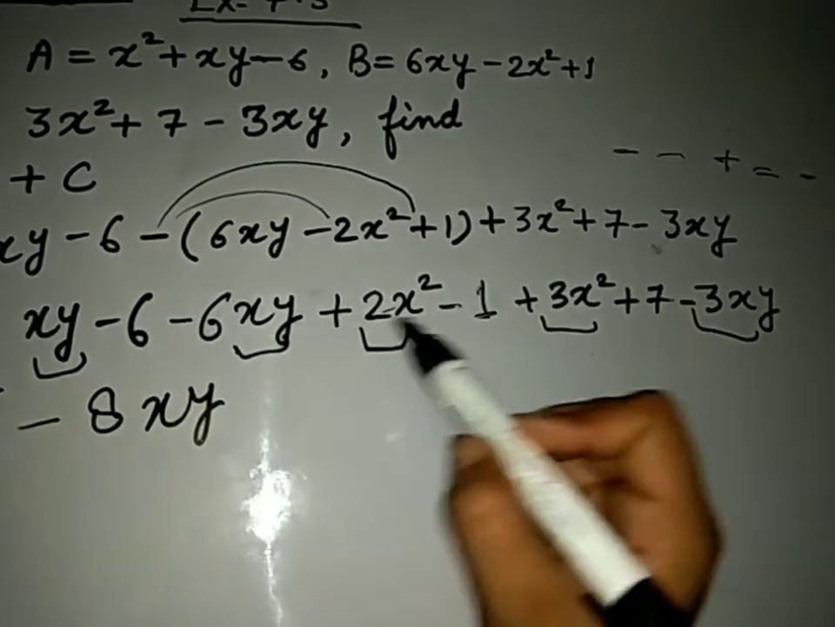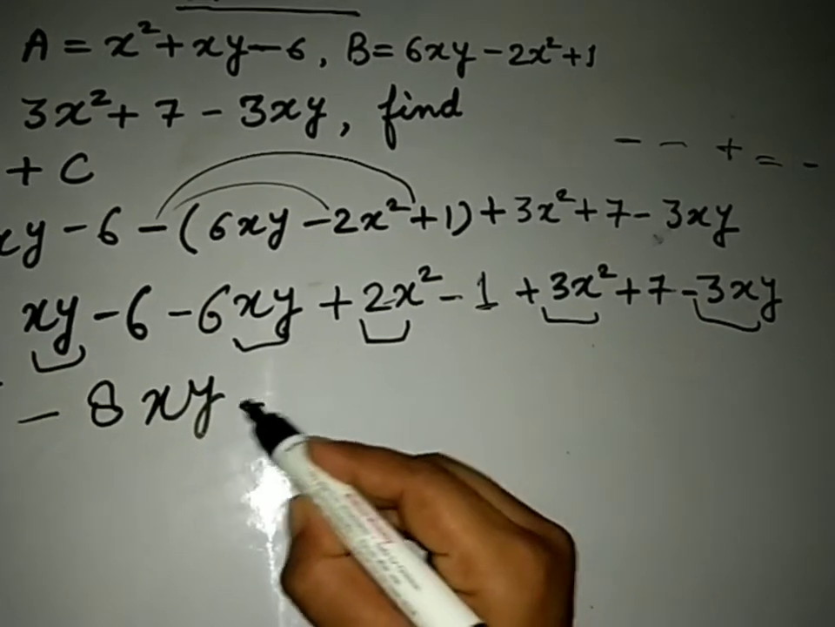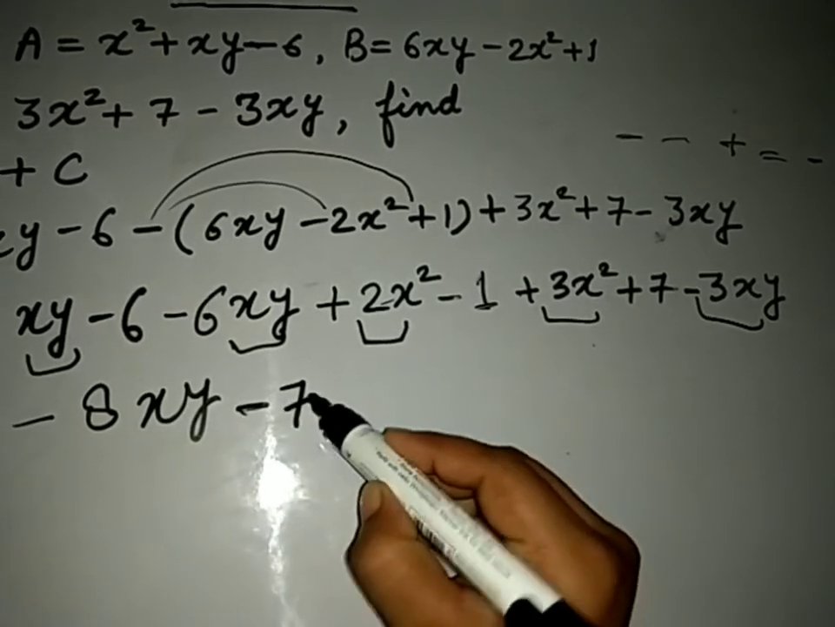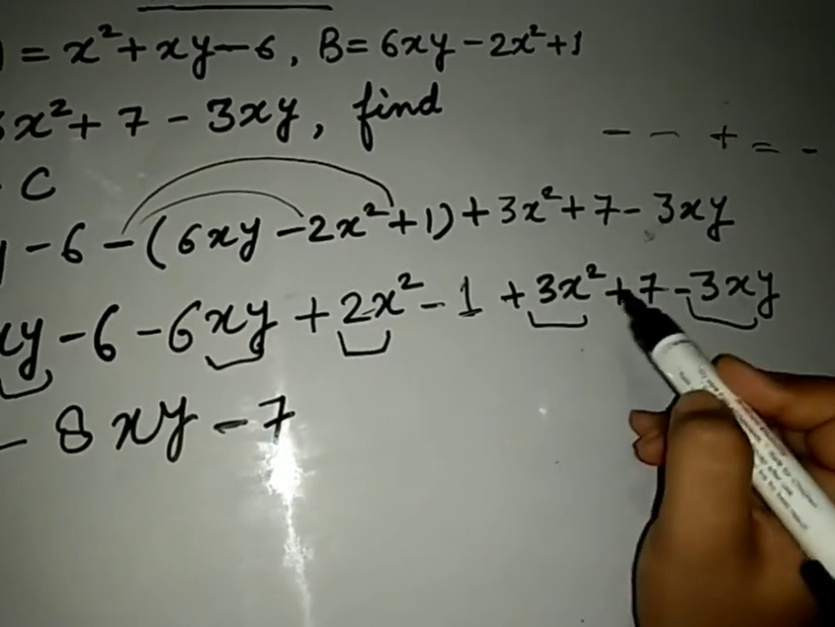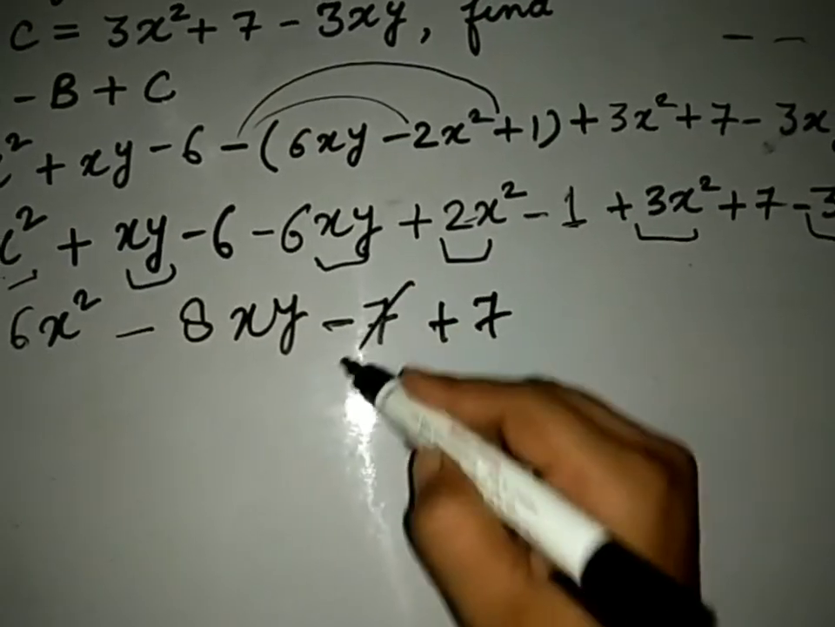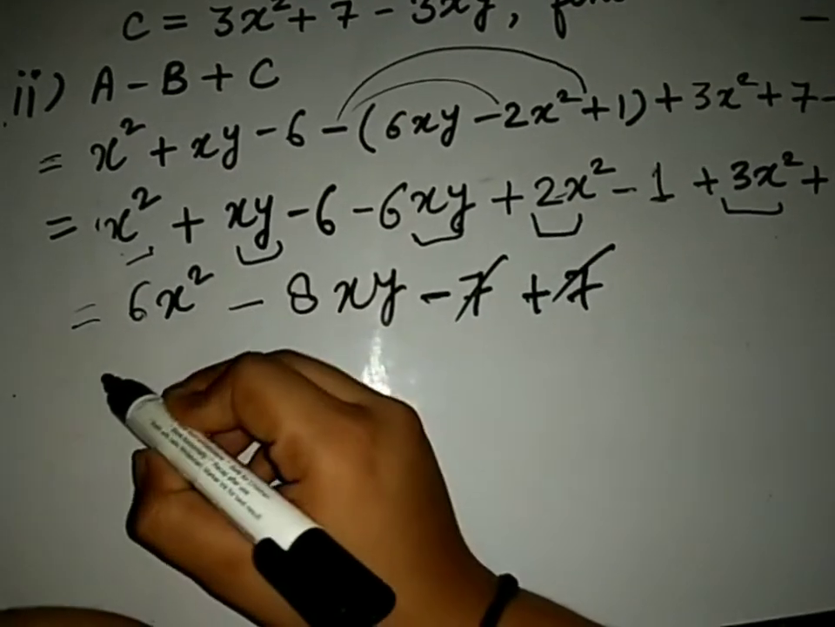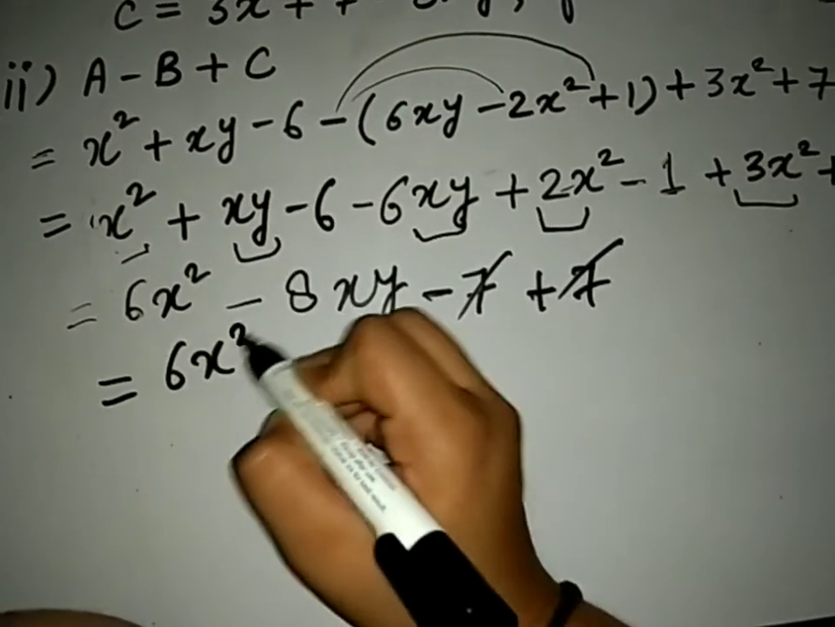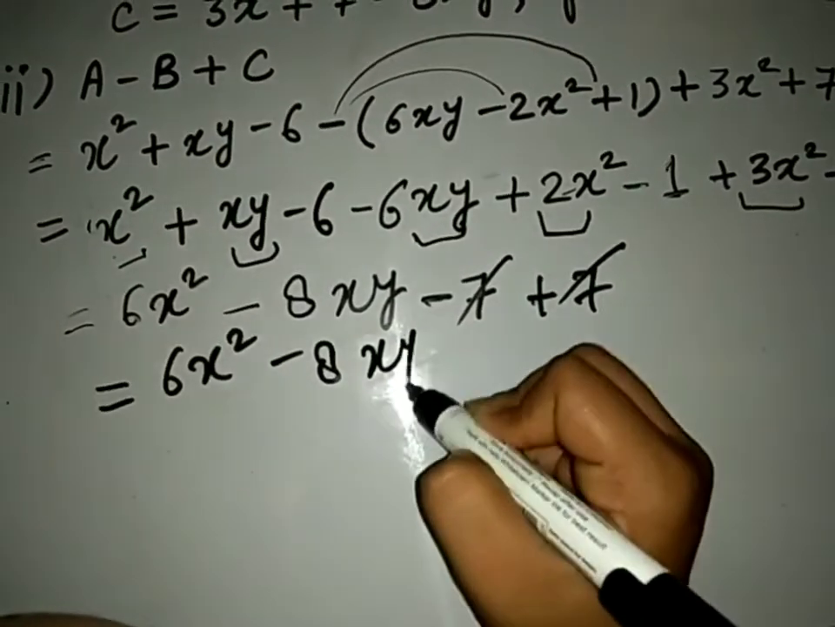Then there is minus 1 and there is 7. So minus 6 and minus 1 becomes minus 7, because both are negative, and plus 7. So we can cancel minus 7 with plus 7. So the answer is 6x square minus 8xy.